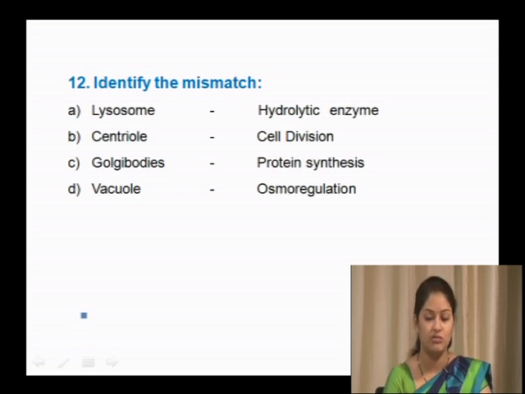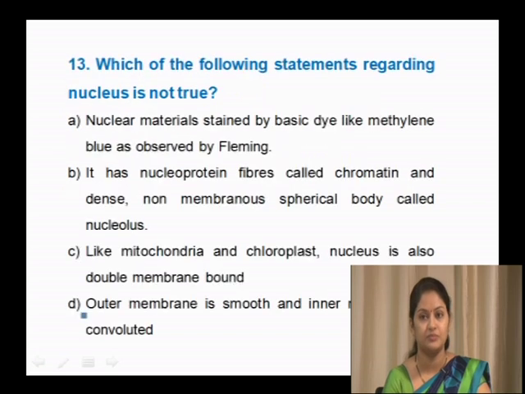And D, vacuole, it helps in osmoregulation. This is the right combination. Osmoregulation is regulating the amount of water within the cell. So vacuole does it for plant cell exactly. So in this 12th question, the mismatch is option C. Golgi body and protein synthesis are not the right combination. Moving on to next one.